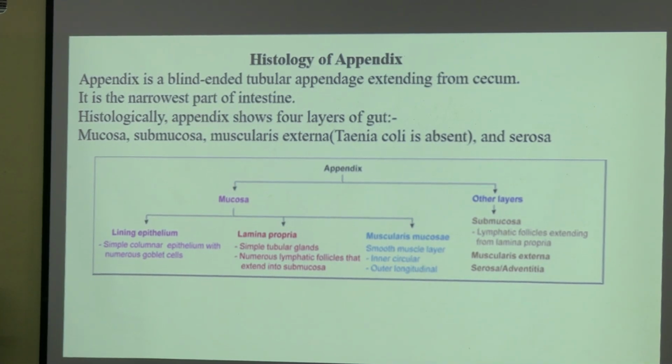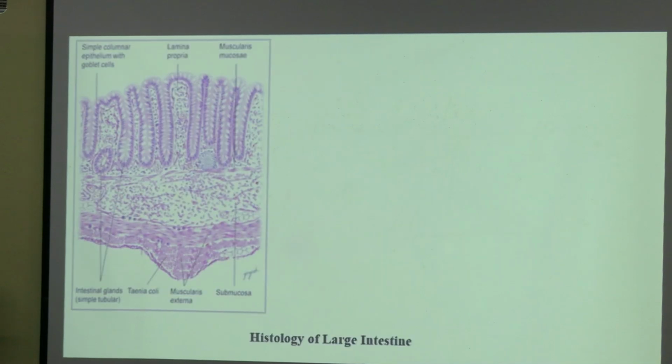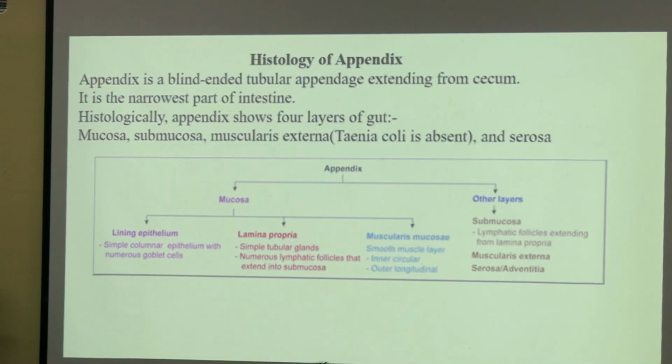Now, what additional things are present in the appendix? That means if you get a slide of appendix and if you get a slide of large intestine, how will you differentiate? In case of a large intestine, already you have seen this is the slide of large intestine. Now, in case of appendix, what you can expect? What will be the difference? Not lymph nodes. Lymph node cannot be present. Lymphatic tissue can be present. Lymphatic nodules can be present.